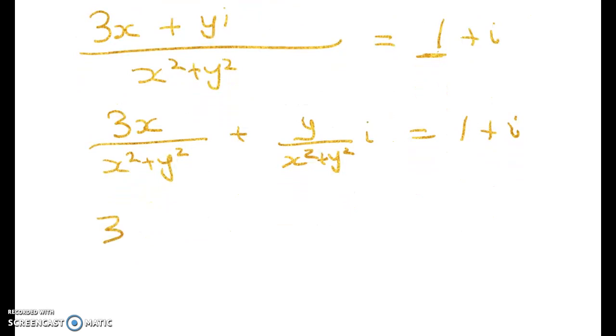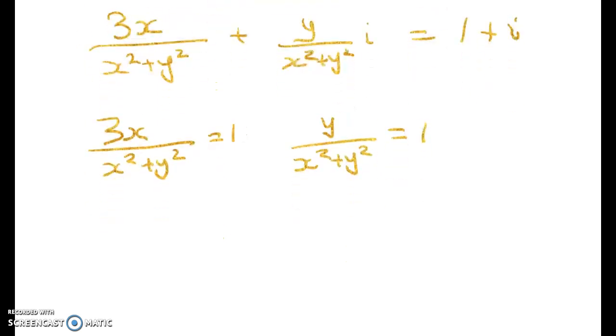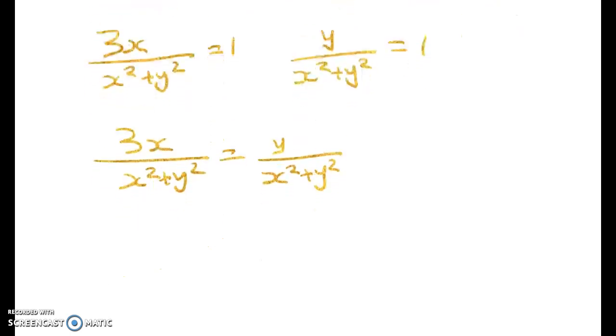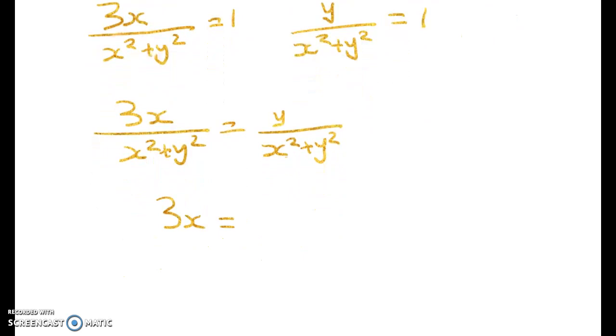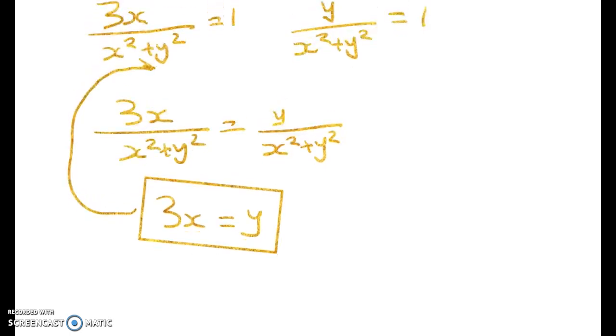So what can we say now? Well, we've got 3x over x squared plus y squared equals 1, and we've got y over x squared plus y squared is also equal to 1. That means that 3x over x squared plus y squared equals y over that, giving me 3x is equal to y. So we're going to take this and we're going to substitute in y into here and solve.